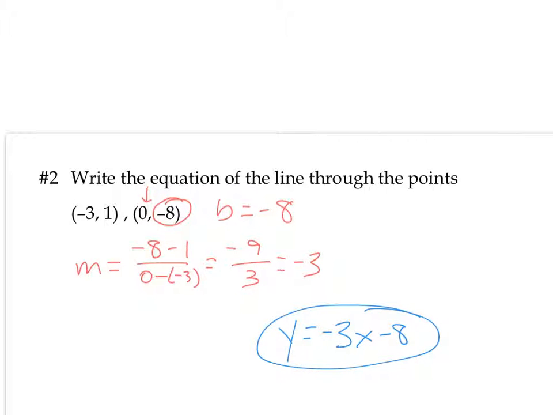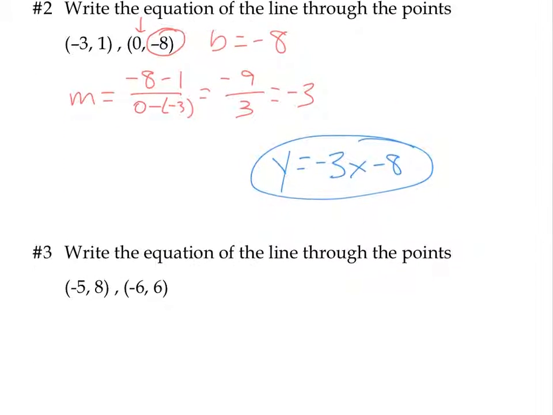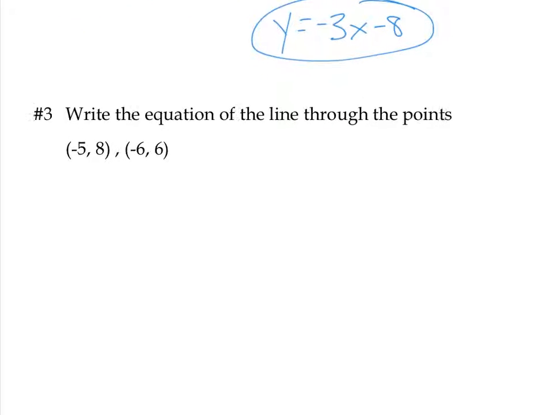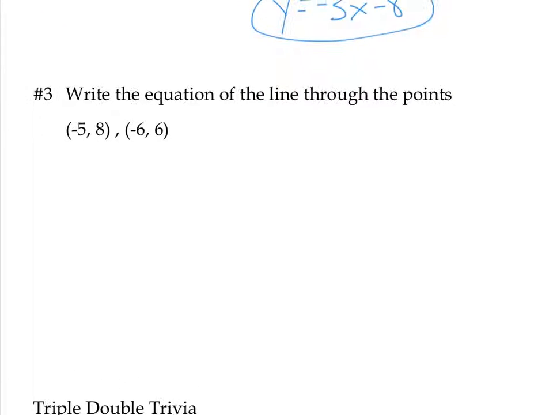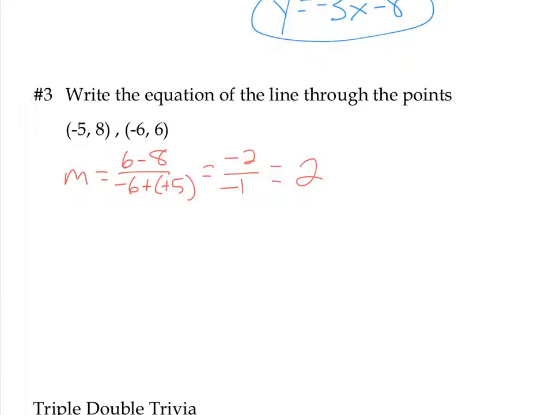We're not always going to have a y-intercept that's given to us where we have one of the points with an x value of 0. For instance, if we want to write the equation of the line through the points -5, 8 and -6, 6. We can calculate the slope. That'd be 6 minus 8, y2 minus y1 over x2 minus x1. So it's -2 over -1. 6 minus 8 is -2, and -6 minus a -5 is like +5, so it's -1. That comes out to a positive 2.